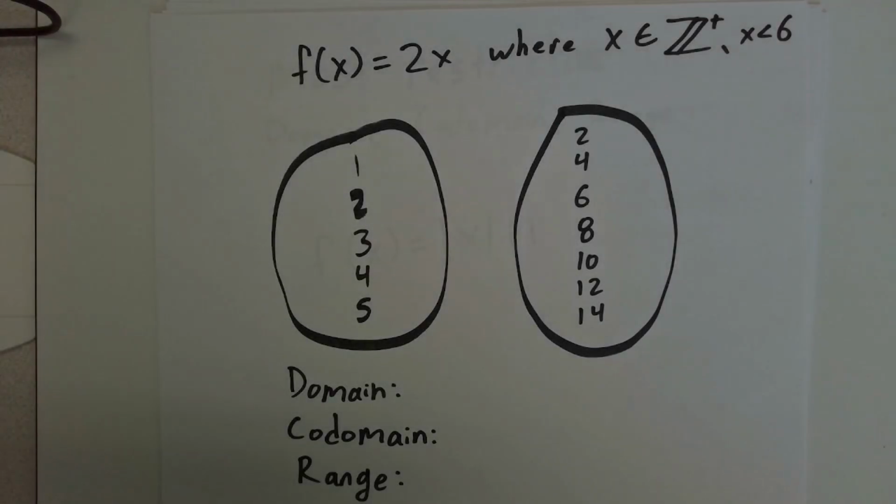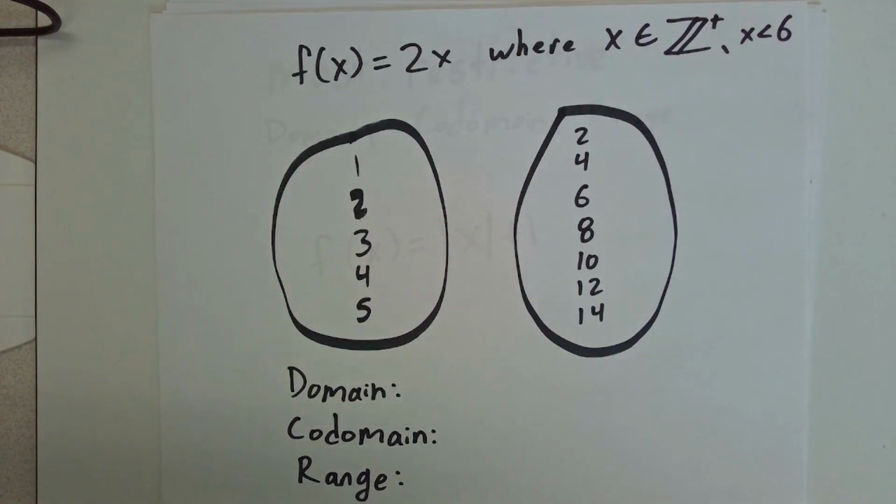Greetings, everyone. I want to spend just a few moments here talking about the domain, codomain, and range of functions, and kind of relate it to what we do in computer science and how these concepts help us write better code as computer scientists. So let's take a look at this equation here.